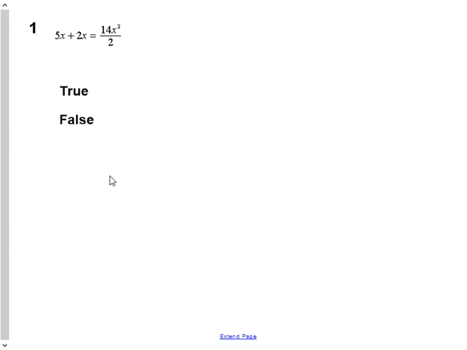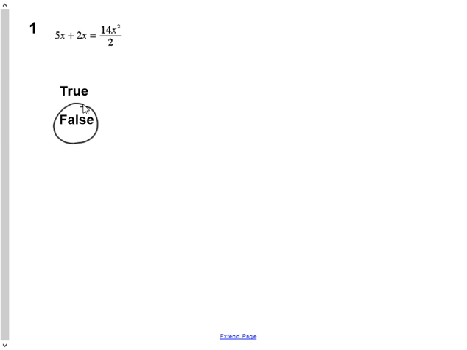Okay, this is chapter 7 final on multiplication and division of polynomials. The first 6 questions on your test, I believe, were true/false. The first question says 5x plus 2x is the same value as 14x squared divided by 2, and the answer is false. Now, an answer of false with no supporting work is marked wrong.